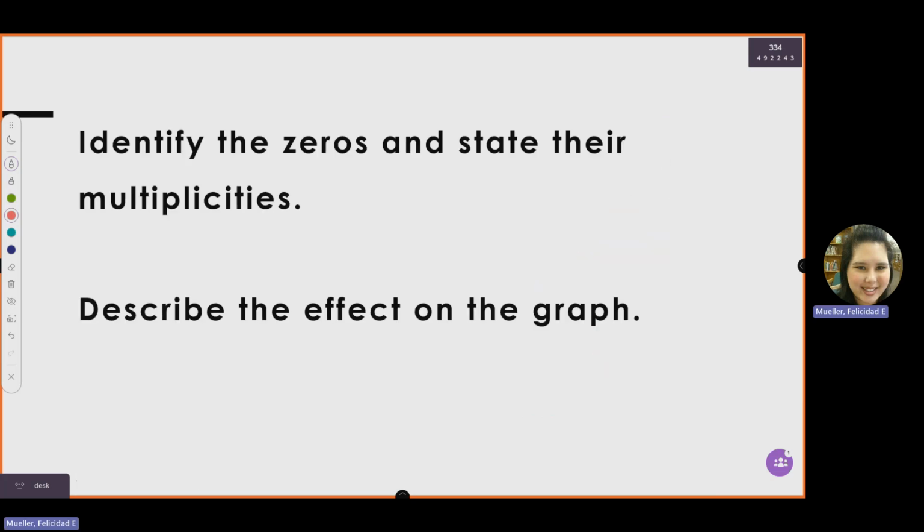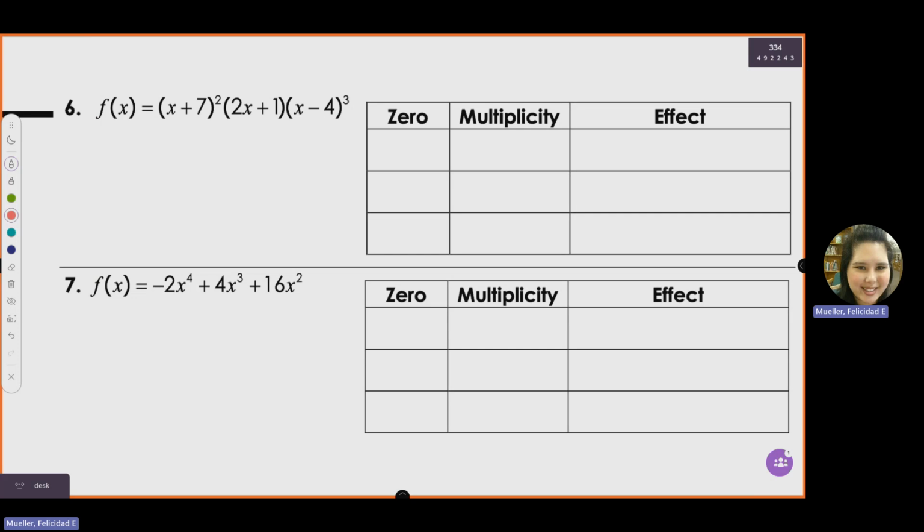So I want you to go ahead and try 6 and 7, to identify the zero, the multiplicity, and its effect. 6 is the easier one because it's already in factored form. 7 has you practice your factoring. So go ahead and pause the video, give those two a try.